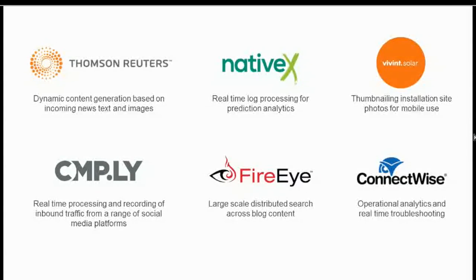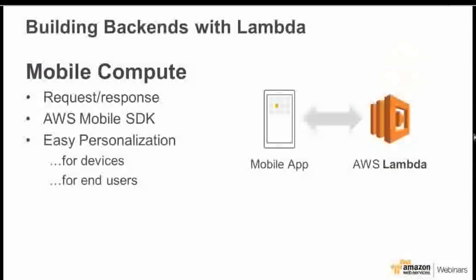NativeX is doing something similar for their prediction analytics, where they're using Lambda to process logs, and they can run a Lambda function every time a log comes in, whether it's a few logs a second or thousands or tens of thousands every minute. So lots of different companies getting all kinds of amazing value. And now that we've moved Lambda to general availability, they're able to do full-scale production workloads.